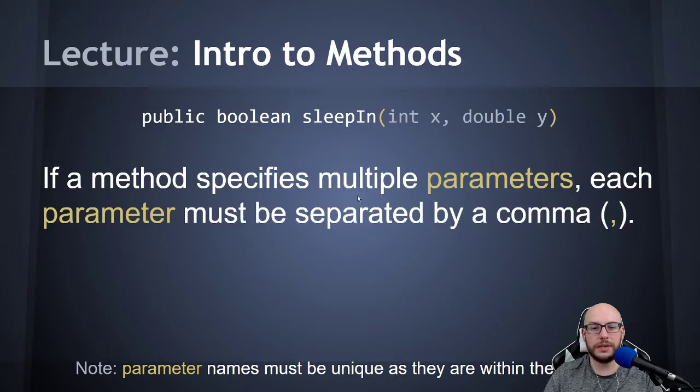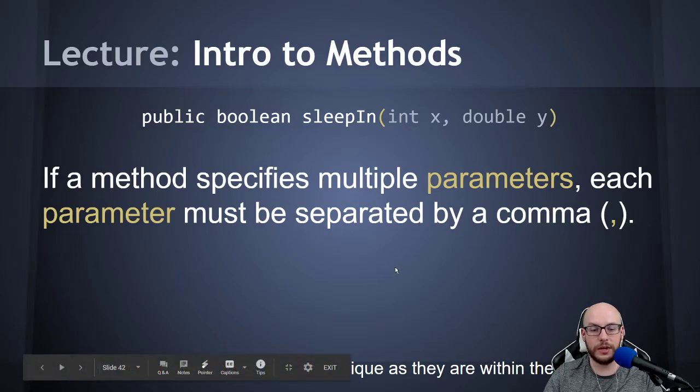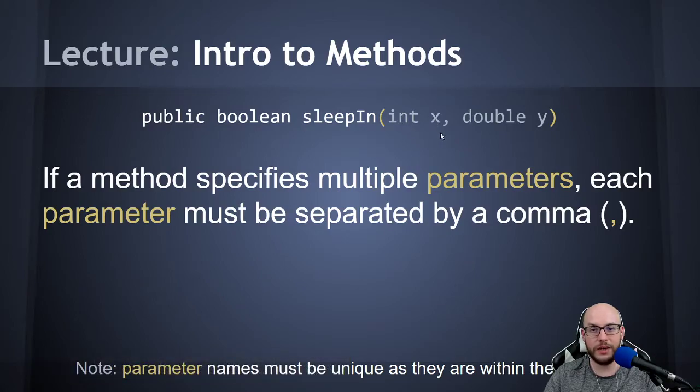If a method specifies multiple parameters, each parameter must be separated by a comma. Here I have int x, data type, variable name, comma, another data type, variable name. This method, sleepIn, accepts 2 inputs, 2 arguments, 2 parameters. Note that parameter names must be unique as they are written within the same scope, right? So I have int x, double y. I couldn't have int x, double x.